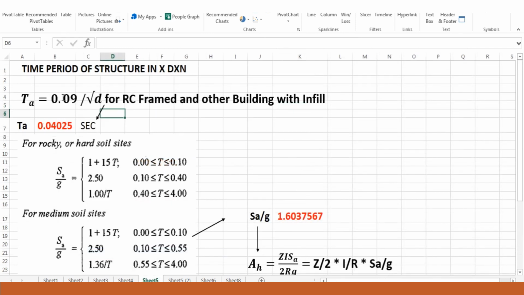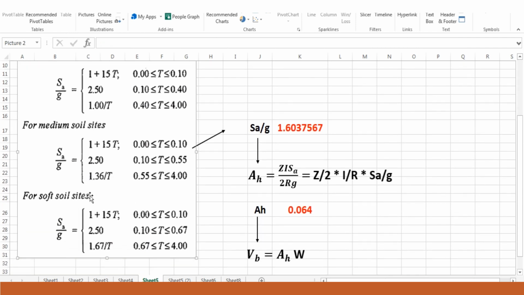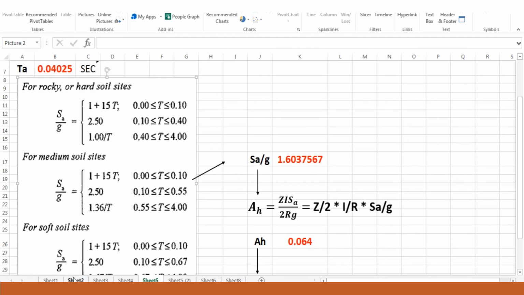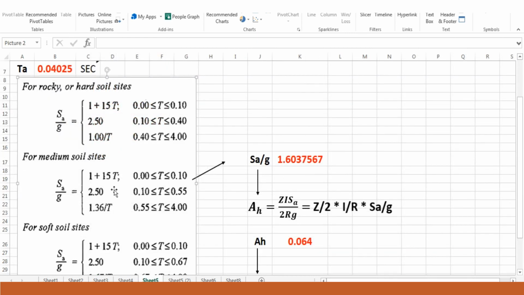Thereby TA would be 0.09 divided by under root of 15, so it would be 0.04 seconds. Now we know this SA by G from the earlier lecture. The type of the soil that we have here is medium stiff. Thereby, for medium stiff soils, when the time period is between 0 to 0.1, the formula that we have to take is 1 plus 15T.